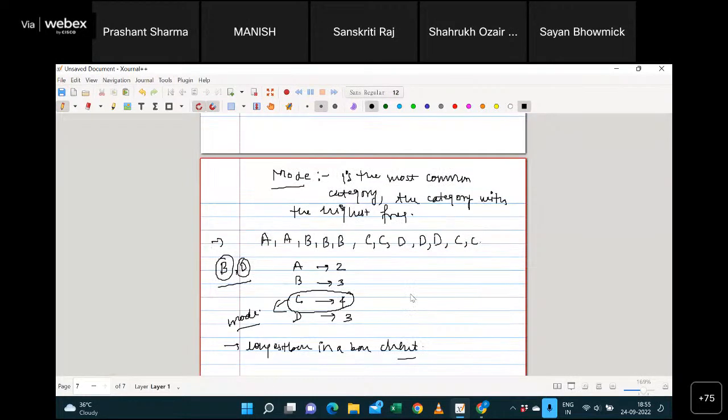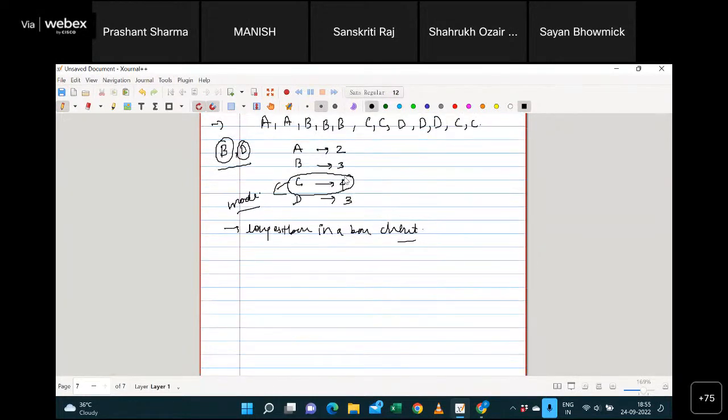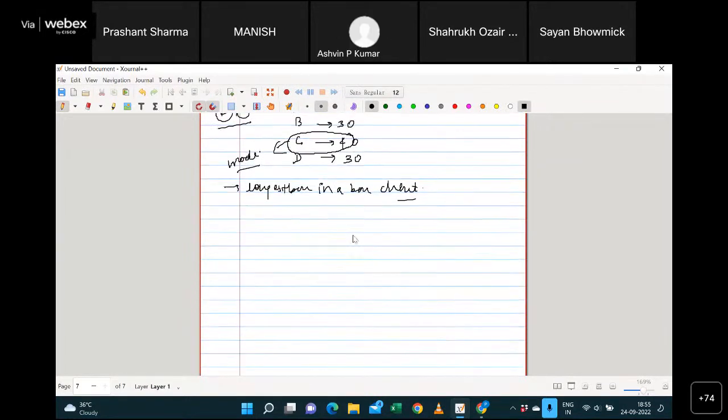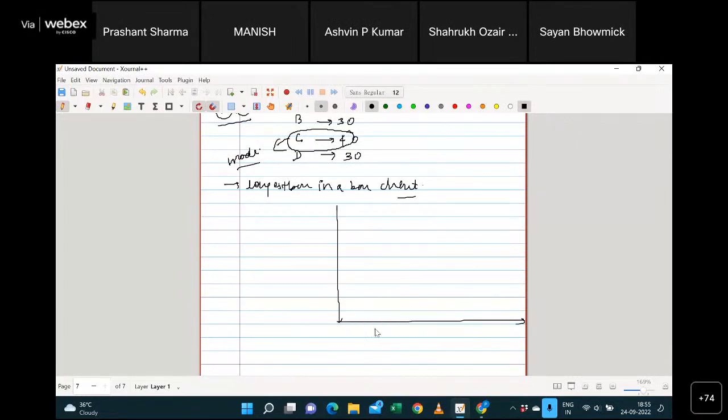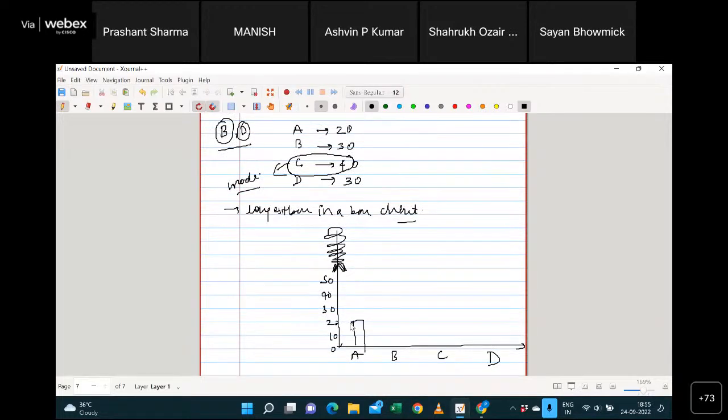Okay, let's take another example. Suppose instead of 2 it is 20, 30, 40, 30, for A, B, C, and D. So the axis runs 0, 10, 20, 30, 40, and 50. My y-axis is this arrow. A is 20, B is up to 30, C is up to 40, and D is 30.